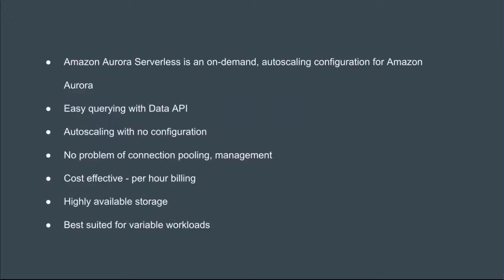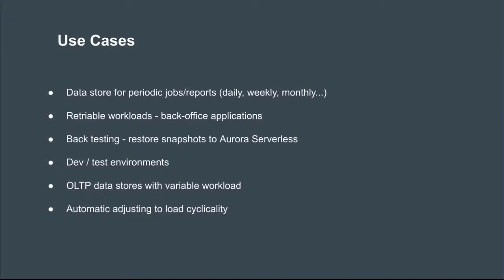So Aurora Serverless is an on-demand auto-scaling configuration for Aurora. So it has capabilities for Data API and auto-scaling without any configuration. As I said, AWS takes care of it as and when the requests come in. No problem of connection pooling or management because we are using Data API. Cost-effective and highly available storage, best suited for variable workloads, because again, the entire serverless thing is best suited if you have burst loads coming in unpredictably. Right, so that is what it is.